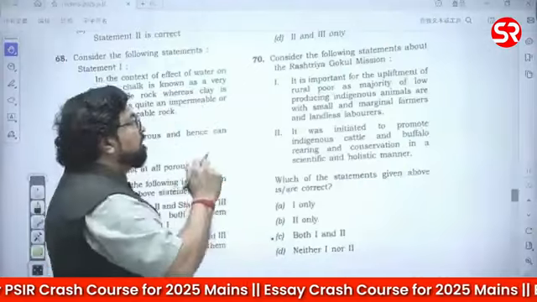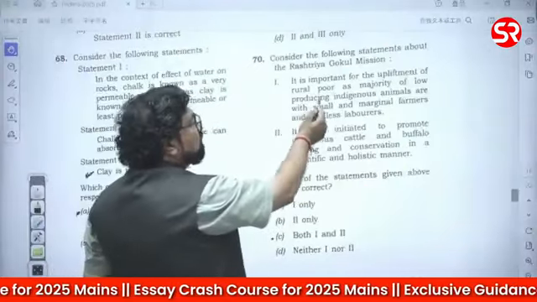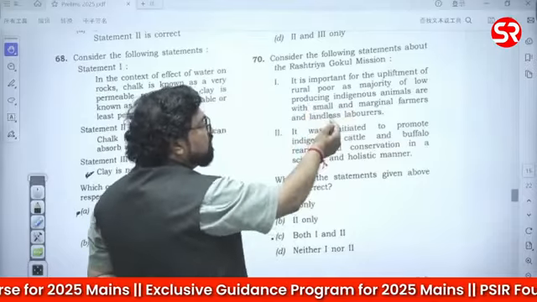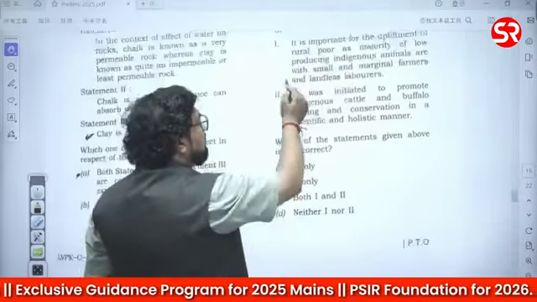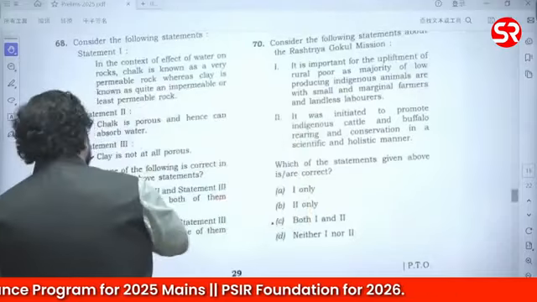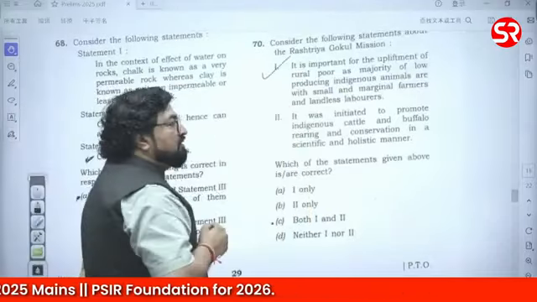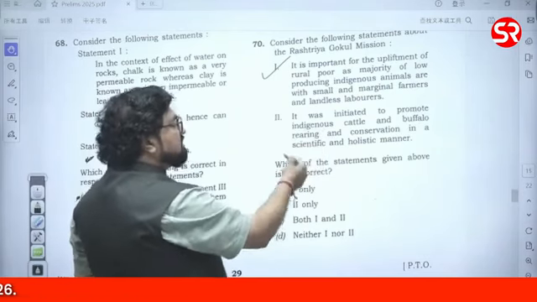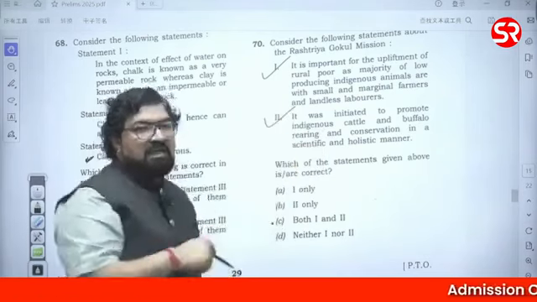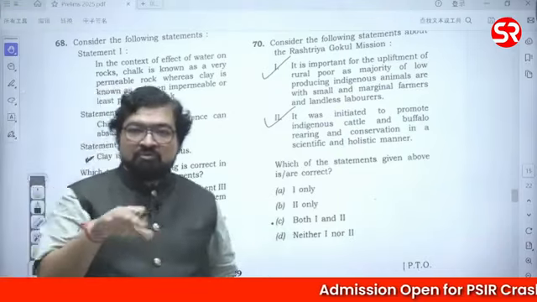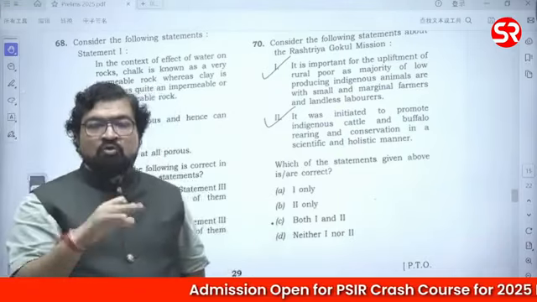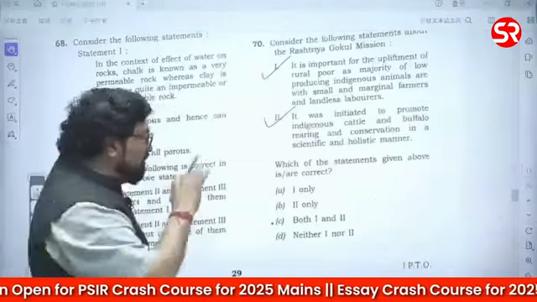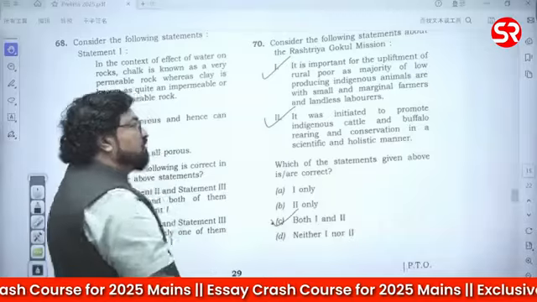Now let's look at it. It is important for the upliftment of rural poor, as the majority of low producing indigenous animals are with small and marginal farmers and landless labor. That is correct, in terms of milk and the milk yielding animals. It was initiated to promote indigenous cattle and buffalo rearing and conservation in a scientific, holistic manner. Correct. And that's called Gokul Mission, with the Department of Biotechnology, DBT, helping this one. So here the answer is both 1 and 2.